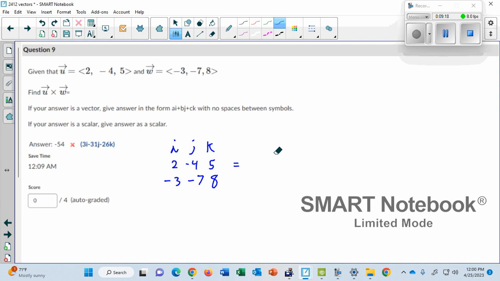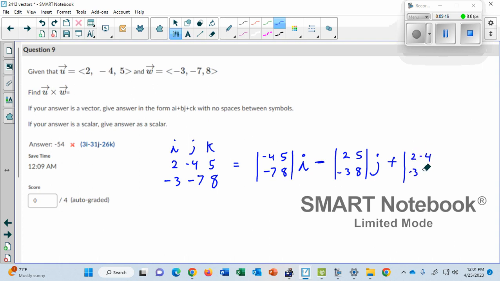So what we're going to do here is cross those out for a moment, just focus on this part of it, and then that will be my i component, and then we're going to have a minus. And then for j, be careful, it's going to be 8. That'll be for my j component. And then plus, and 2, negative 4, 7.